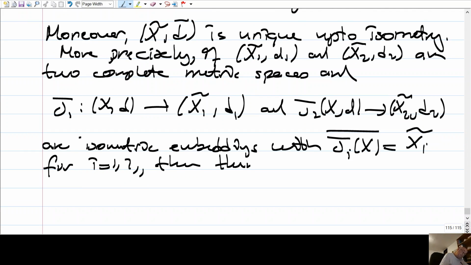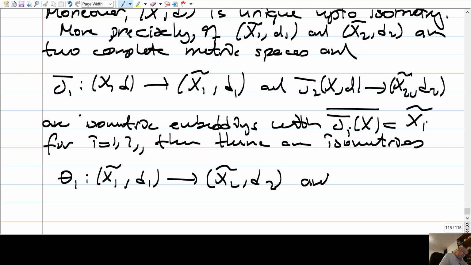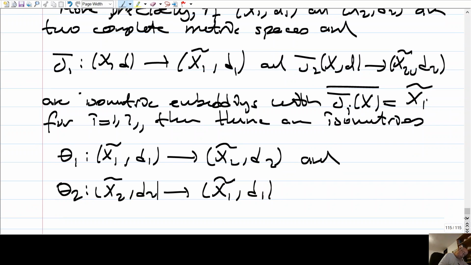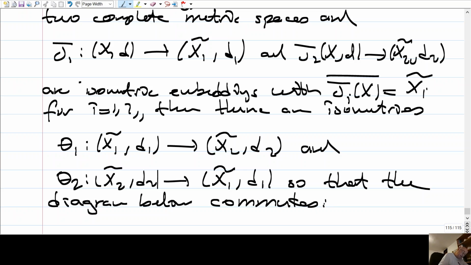Then there are isometries theta 1 from x1 tilde to x2 tilde and theta 2 from the other way around, so that the diagram below commutes. So what does this mean?